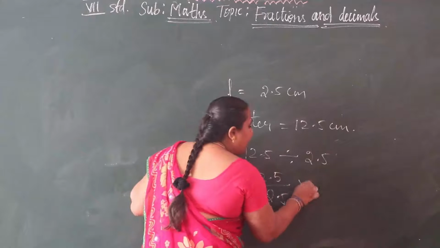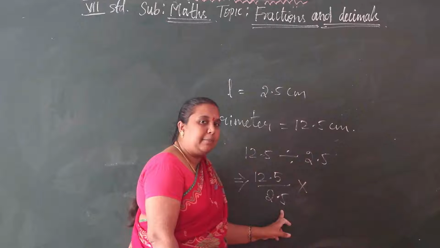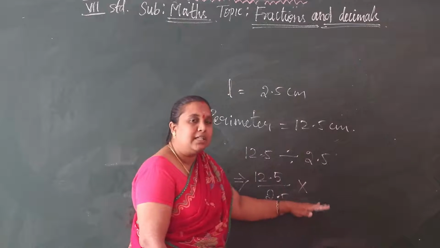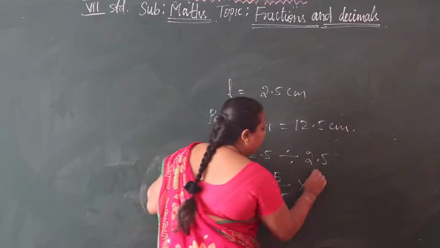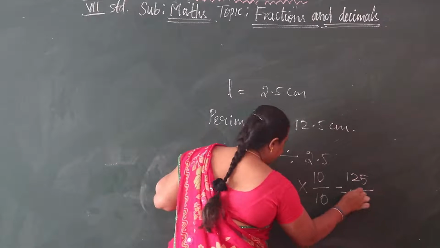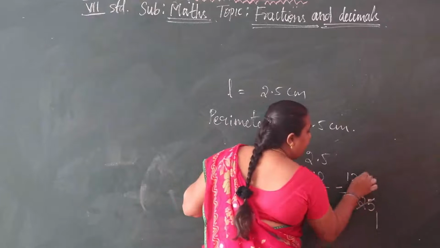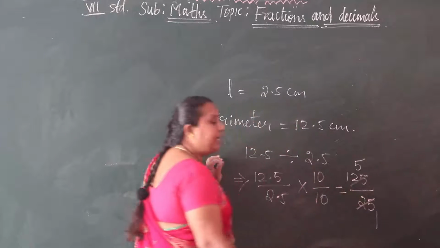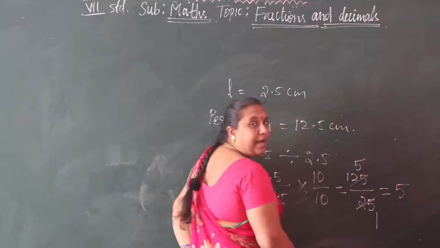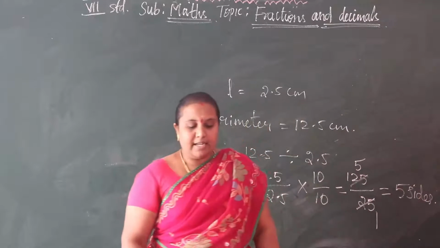Then we have to remove the decimals. How to remove? We multiply by 10 by 10, since there is one number in the decimal part. So that equals 125 by 25. So we have to cancel this. 25 ones are 25, 25 fours are 125. So how many sides are there in the polygon? 5 sides.